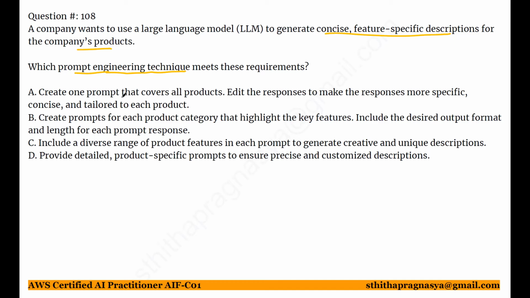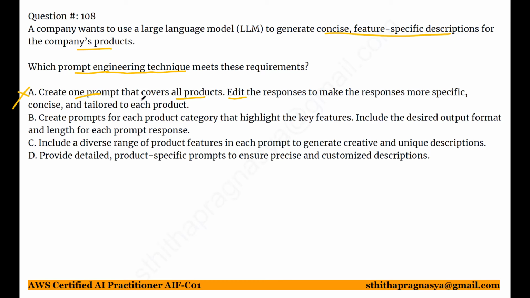Option A, creating a single prompt for all products and manually editing the responses, introduces inefficiency and inconsistency. While it centralizes the initial input, the lack of specificity may result in overly generic or less relevant descriptions. So this is not the right option, as it does not align with the goal of creating concise and feature specific descriptions efficiently.